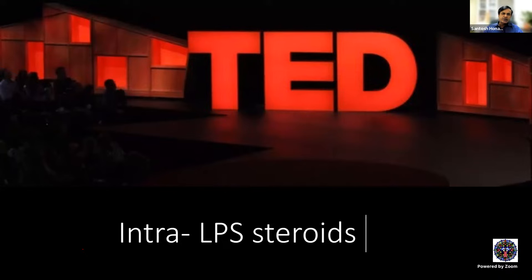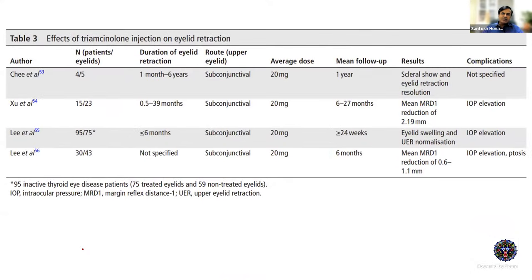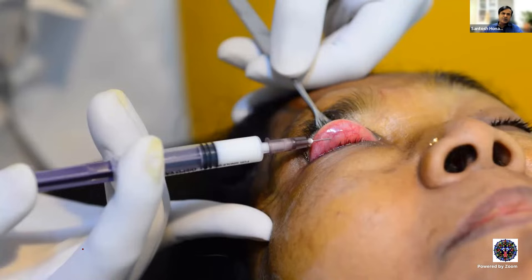So that is the reason why, at least primarily, before we declare the patient non-responsive to medical therapy, we want to do surgery, fine. Otherwise, we would want to try medical management. There are patients, in short series, where subconjunctival triamcinolone has been used. We use a little deeper injection beyond the conjunctiva, going into the levator. So transconjunctival, intra-LPS, triamcinolone.